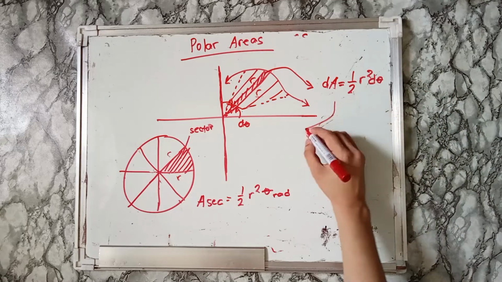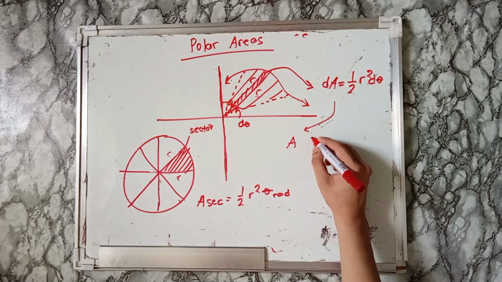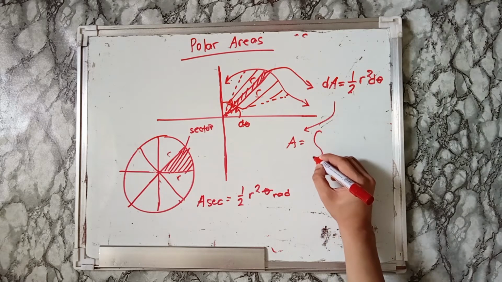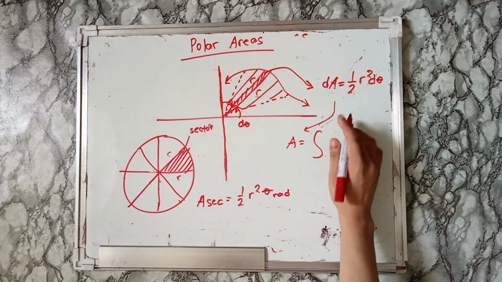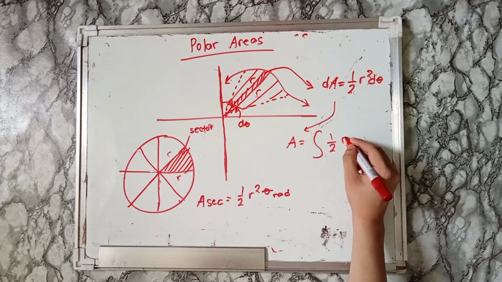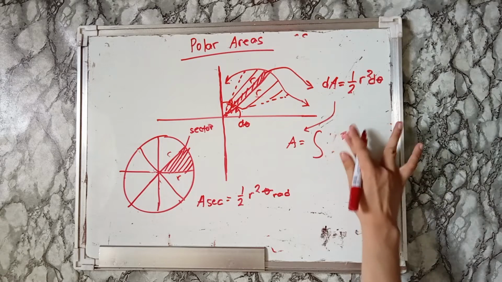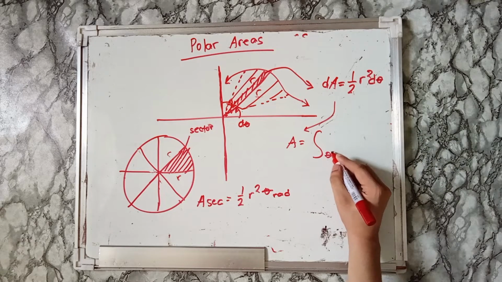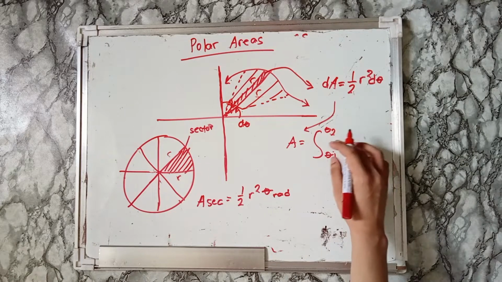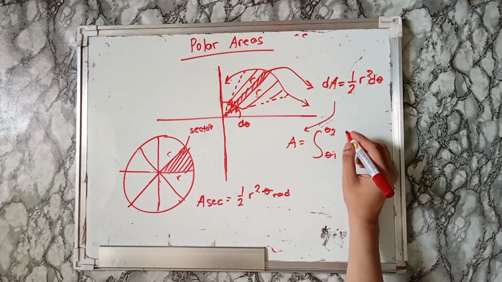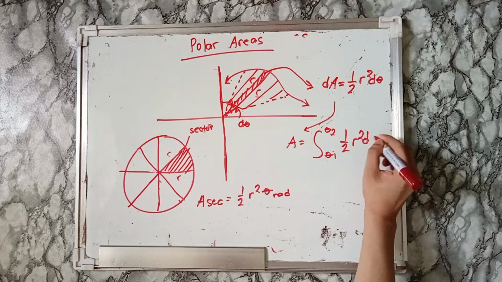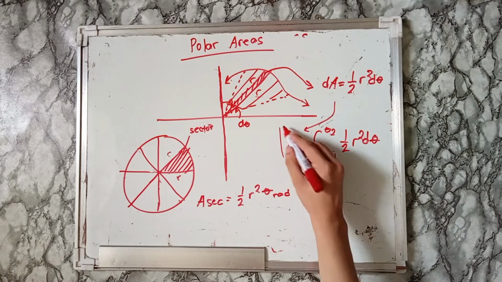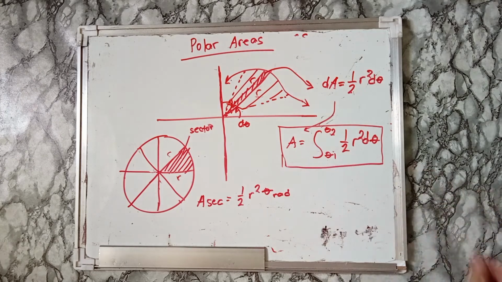And if we integrate both sides, the area is equal to 1/2 r squared, let's say with limits from theta 1 to theta 2. Let's label this as theta 1 and theta 2. The integral from theta 1 to theta 2 of 1/2 r squared d theta. So this is actually the concept behind polar curves, or let's say the formula in solving for polar areas.